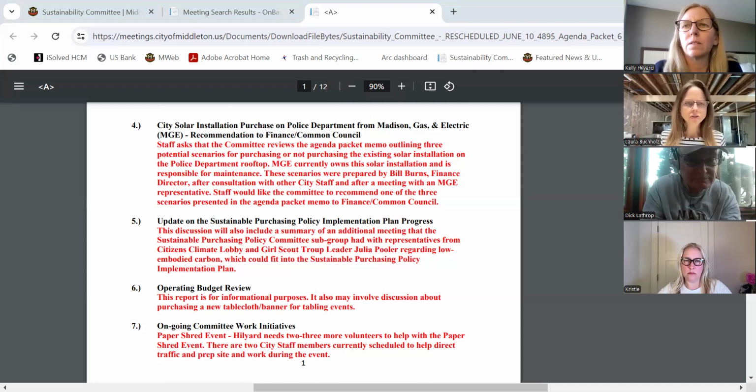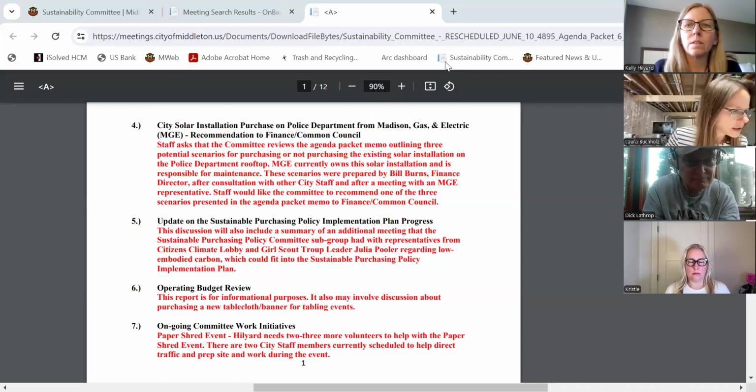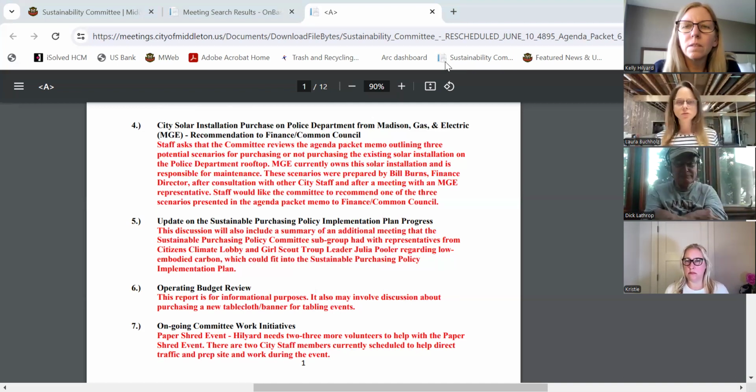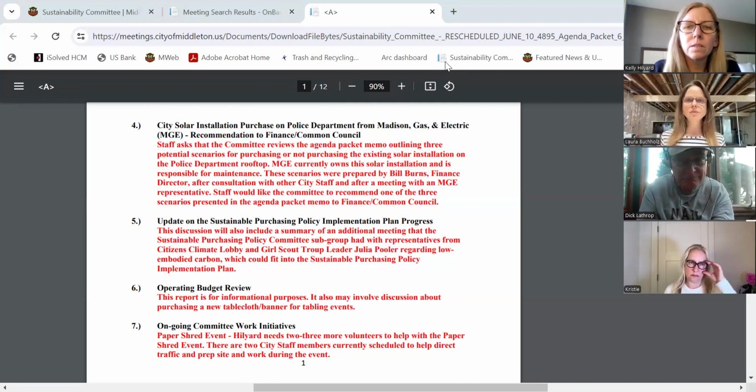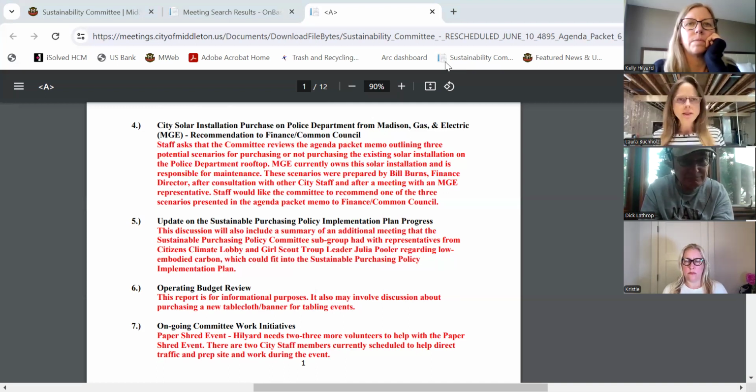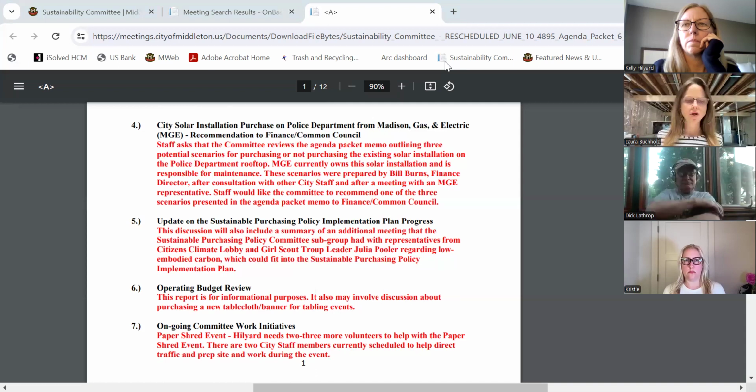And then we also met with some people from the Citizens Climate Lobby about putting low carbon cement into our implementation plan as well. So I don't know if Bob Owen is still on, but we are working on that and integrating it into the IP. For those of you that don't know, I've decided to do a deep dive into this IP and use it as part of my capstone project for my master's.